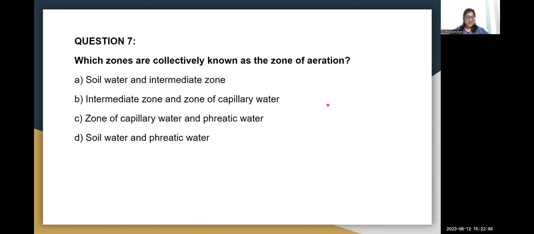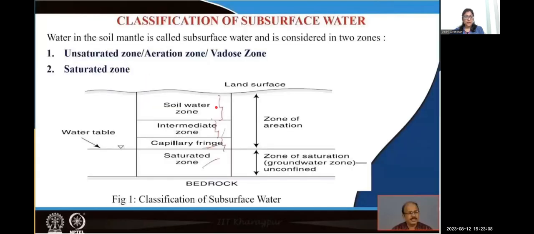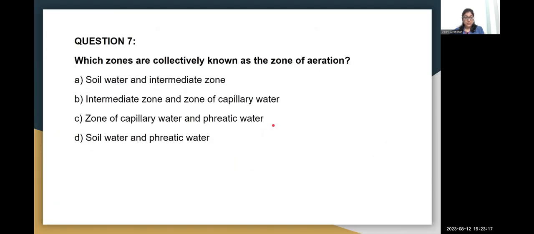Okay, so I believe the options here are a little confusing. I didn't notice it while putting the questions. So collectively, although the answer is A, I think it is both. It will be both the options because soil water zone, intermediate zone, and the zone of capillary water is collectively called as the zone of aeration. So you can see here, soil water zone, intermediate zone, and capillary fringe are altogether called as zone of aeration. So this question, these two options come together.